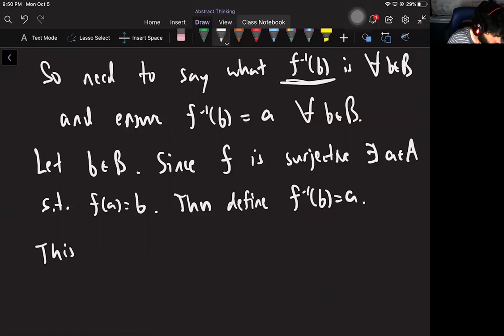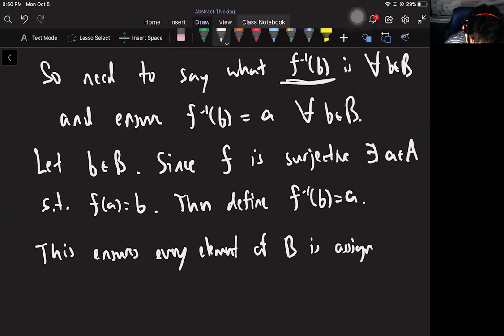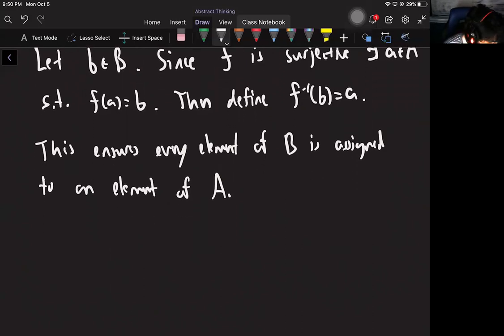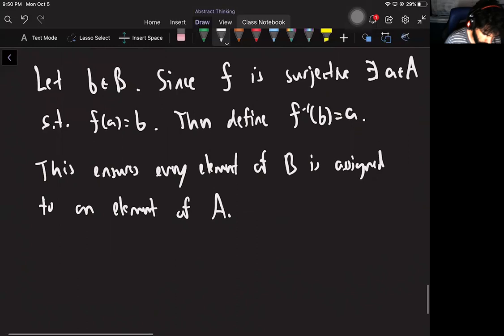So this ensures every element of B is assigned to an element of A. That's the first part of being a function. The second part is that every element of B is assigned to a unique element of A. It doesn't go to two different places. That's where injectivity will come in.